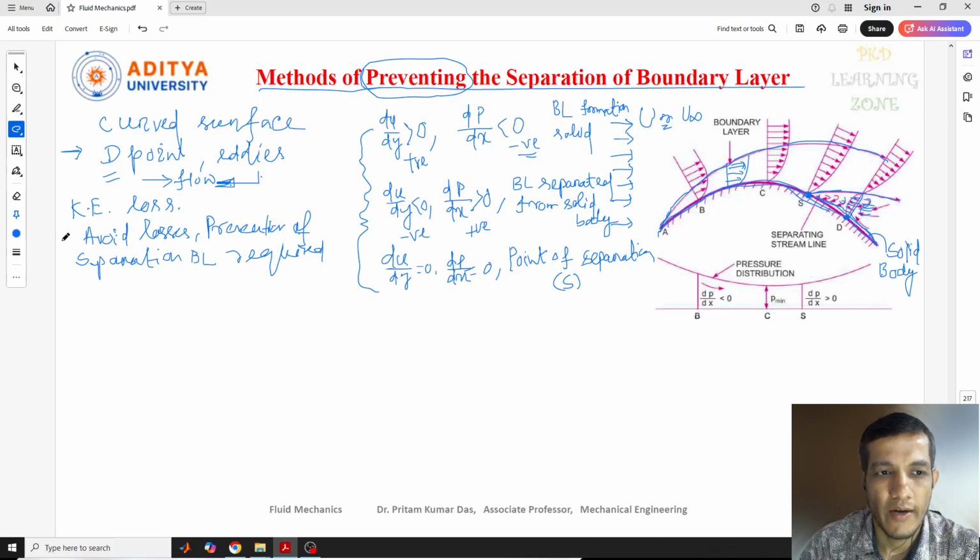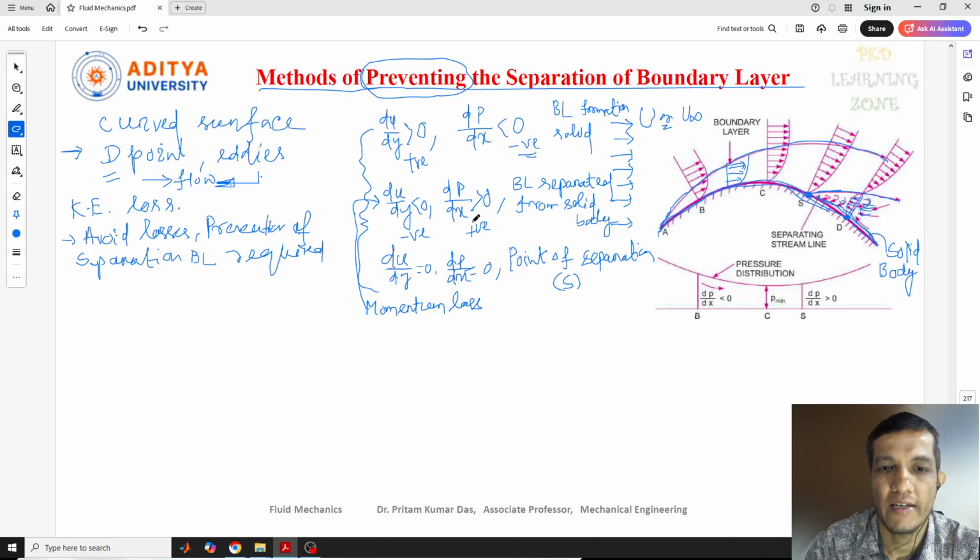This is one point. We have also seen in the previous lecture, if you remember, I told you about momentum loss due to the velocity effect, we have some momentum loss and momentum gain. Momentum loss is due to the increase of pressure gradient. So when the pressure is more, the pressure gradient is more, we get the momentum loss. And when the pressure is less, we can say pressure decreases, we can get momentum gain.